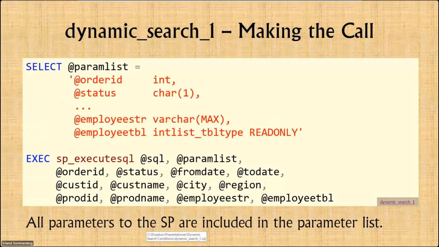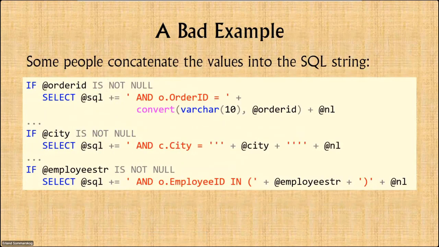Now, the sad story is that here we use parameterized SQL. The sad story is that a lot of people, they're doing this. If @orderid is not null, okay, and orderid equals convert varchar @orderid plus, well, they probably don't add the new line, but anyway. And then if @city is not null, and city equals quote plus @city plus quote, new line. I mean, why? This is a lot more complex to write, but probably they don't really understand this thing with parameterized SQL.